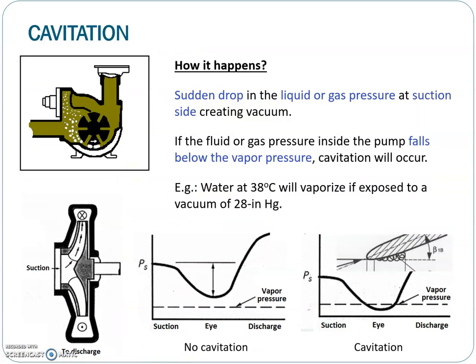Cavitation is another force that is associated with non-synchronous vibration energy. It happens due to a sudden drop in the liquid or gas pressure at the suction side of the pump, creating vacuum conditions. If the fluid or gas inside the pump falls below the vapor pressure, cavitation will occur. There are two types of cavitation, namely classic cavitation and recirculation cavitation.